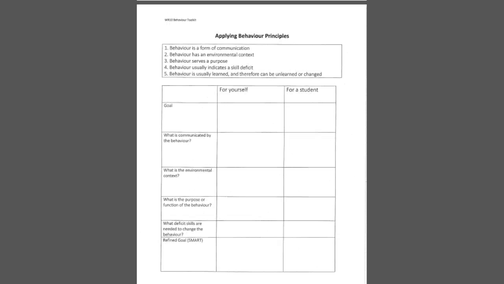The development of a behavior support plan for a student, which includes the antecedent, the behavior, and the consequence, and a number of other pieces of information that can help support a teacher in the classroom. A goal-setting sheet is also available, so applying behavior principles, a reminder of the 5 principles that this toolkit is based off of, and the goals that can be set for the behavior modification for a student.